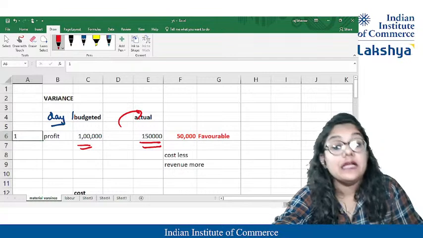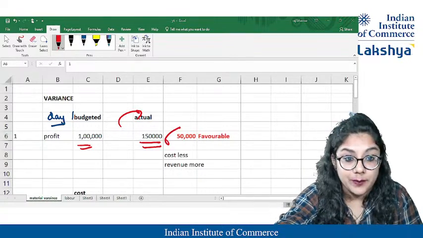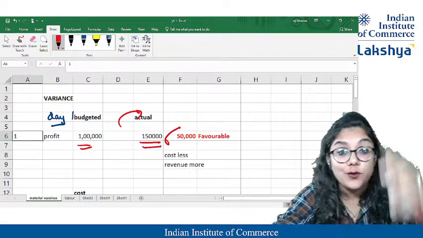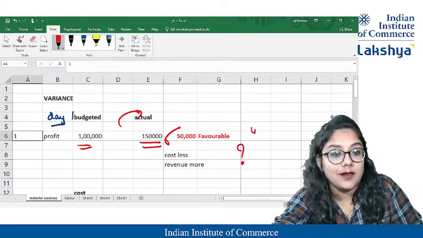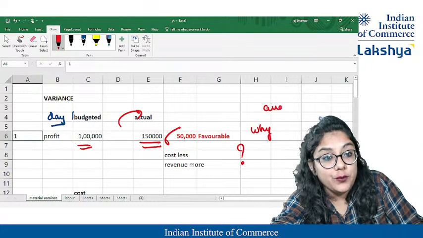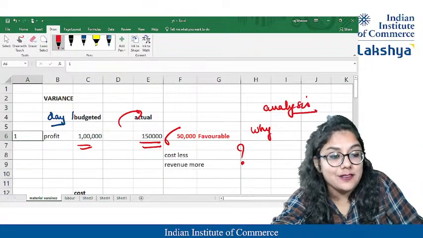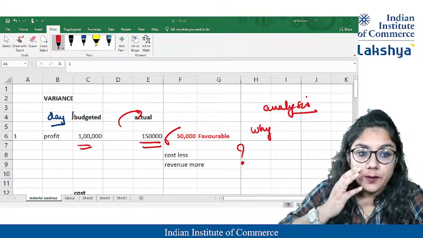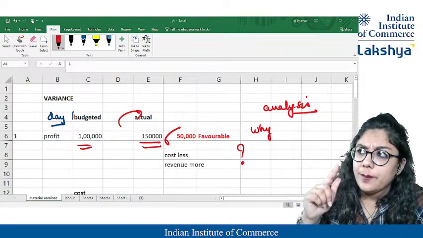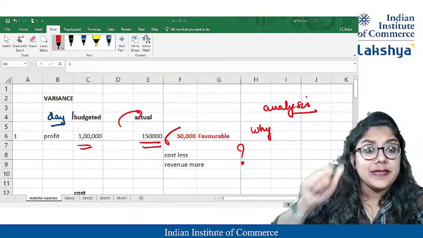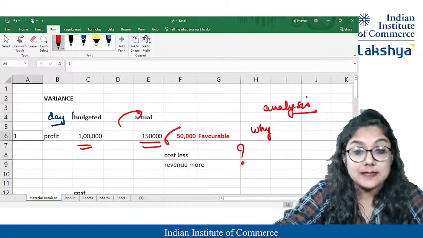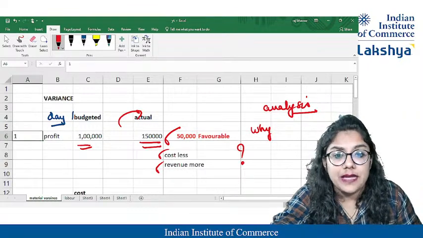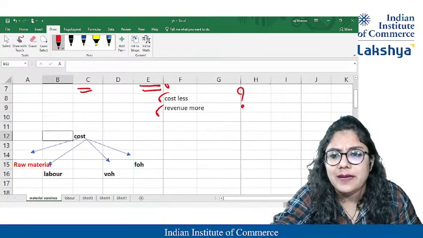Oh my God, it's good now. So 50,000 is more favorable. Finding the figure is very easy. We need to know why. I have to do the analysis. So how will I do the analysis, guys? If my profit is more, maybe my cost is less, or my sales are more. It can be either way. Either the cost is less, or the revenue is more. So if I'm talking to you about the cost, what are the elements of cost?